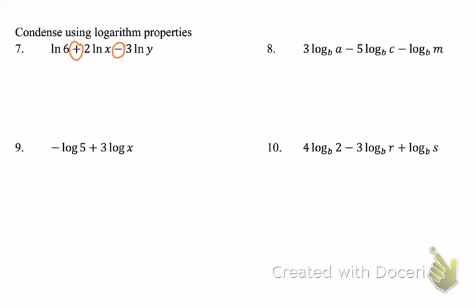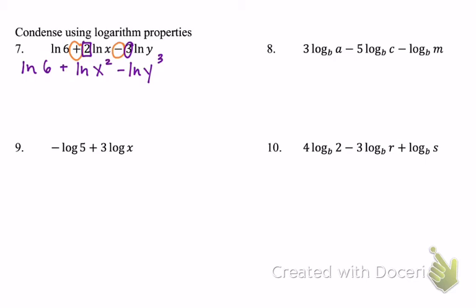So we did the exponent last when we were expanding, but I want to do the exponent first now. So I have this 2. I'm going to rewrite this as natural log of 6 plus natural log of x squared minus, here's another exponent, natural log of y to the 3rd.